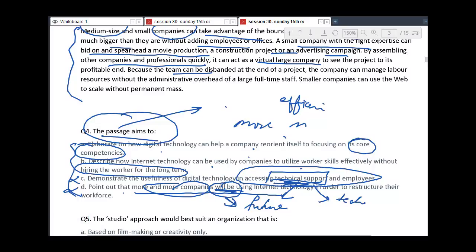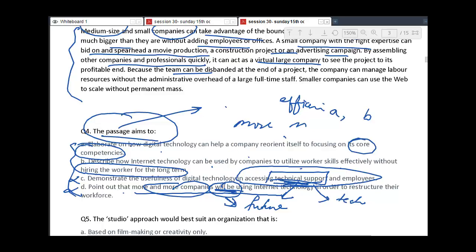It is nowhere said that more and more companies, few companies are using it right now. In fact, the author is able to write the article because companies are doing this right now. So again, D goes out. So you are left with only options A and B.